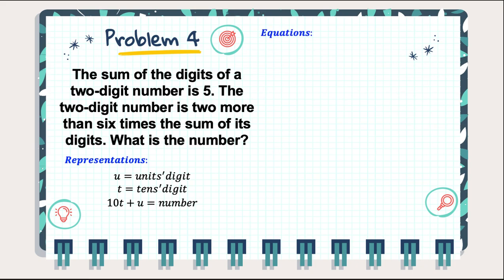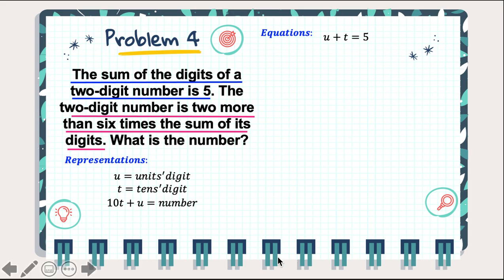So writing this into equations, the sum of the digits of a two-digit number is 5. So the first equation will be u plus t equals 5. For the second equation, we're going to use the second statement, which is the two-digit number. I'll repeat, the two-digit number is 10t plus u. So 10t plus u is, equal sign, 2 more than. Again, there's the word than, so we have to write first 6 times the sum of the digits. And again, the sum of the digits is u plus t.